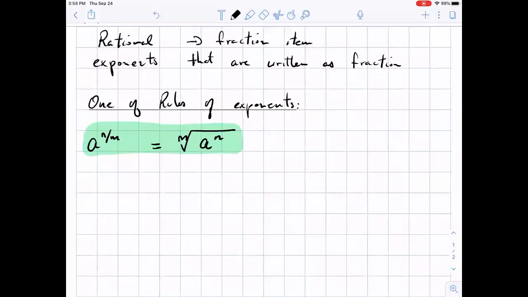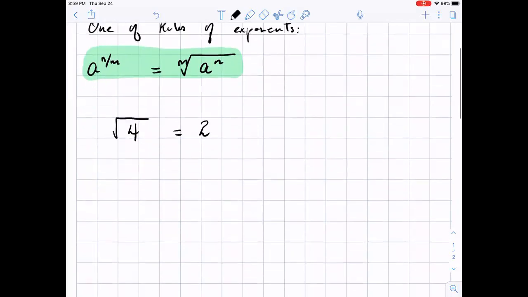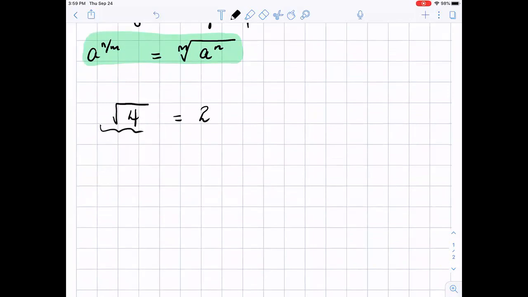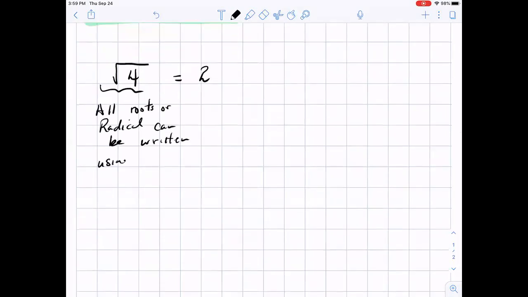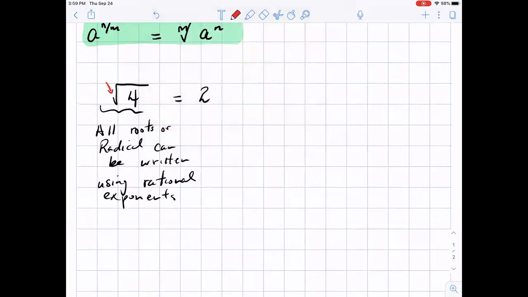So you have been using rational exponents and probably not realizing that you've been using it. And the reason I say that is because when you have the square root of, let's say, 4, you know that this is equivalent to 2. Now this here, all roots or radicals, as we call them, can be written using rational exponents. So the key point here is to identify what is the index. This number here is called the index.